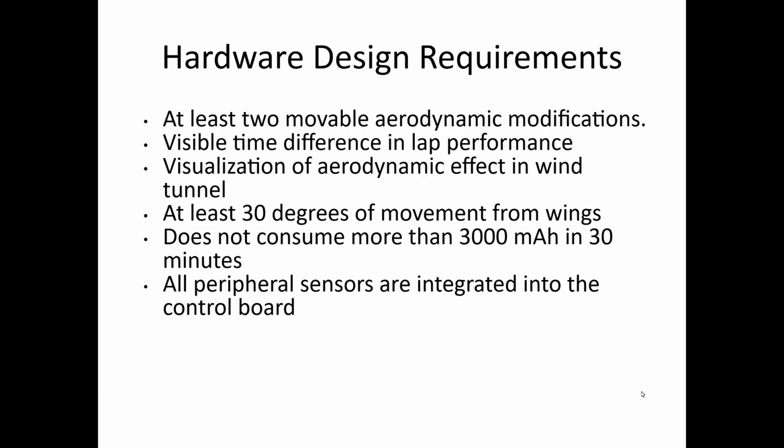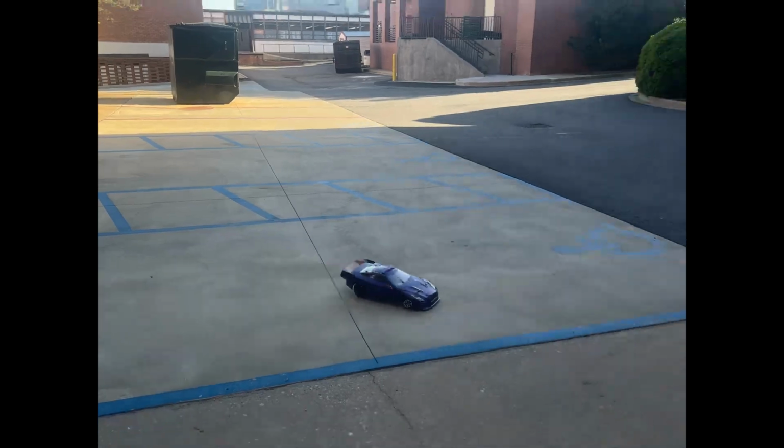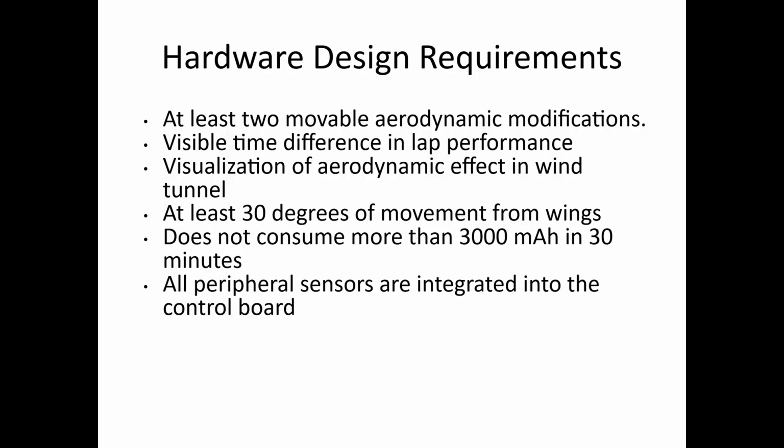So for our hardware design requirements, we needed at least 2 moving aerodynamic modifications, and we should have seen visual time differences in our lap performance, along with visualization of the aerodynamic effects within a wind tunnel, which you saw on previous slides. We also wanted at least 30 degrees of movement from each of our wings, so a fully extended angle of 30 degrees or more. And we wanted our aerodynamic components to consume no more than 3,000 milliamp hours in 30 minutes, which is about the approximate size of the batteries that we were going to be using.